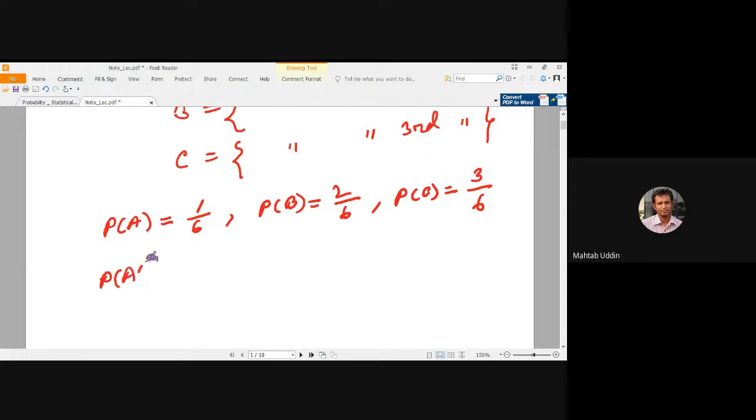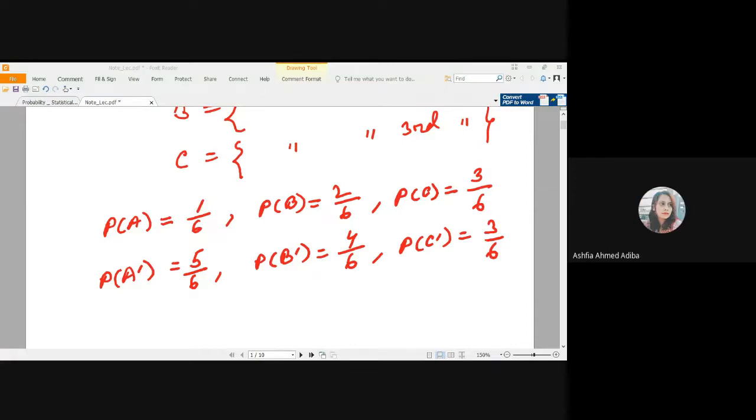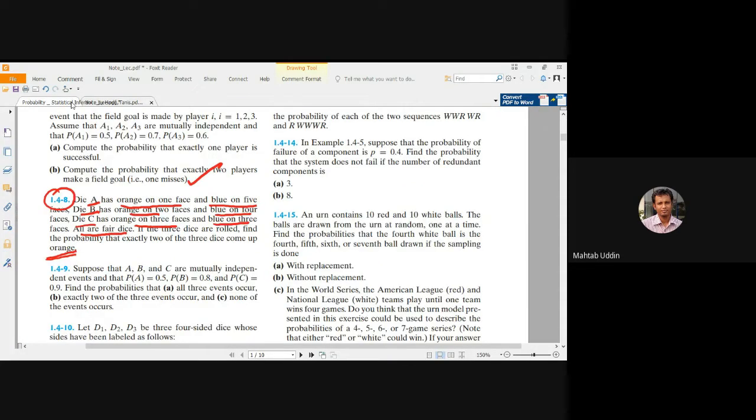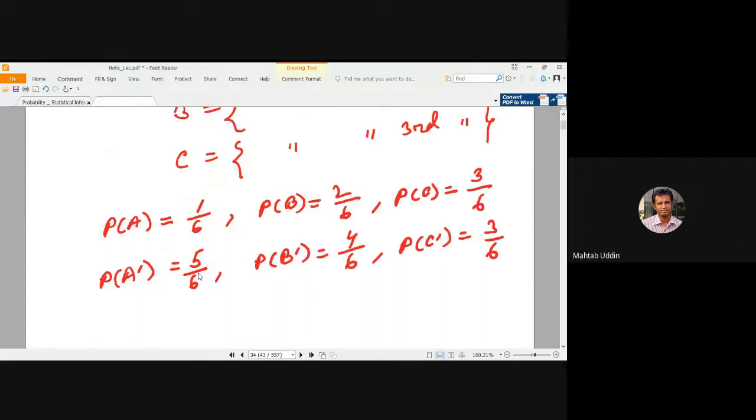So, what is the complement? Do you understand? Yes, sir. Okay. Now you can see what the question says. Find the probability that exactly 2 of 3 dice come up orange. So exactly 2 of 3. So every time 2 will be successful and 1 will fail, right?